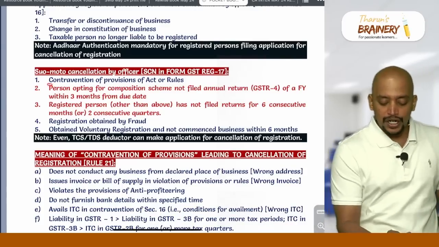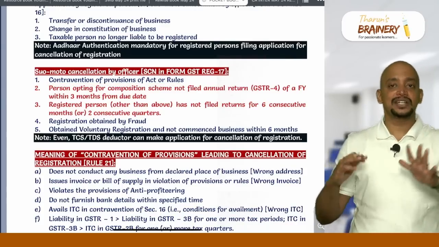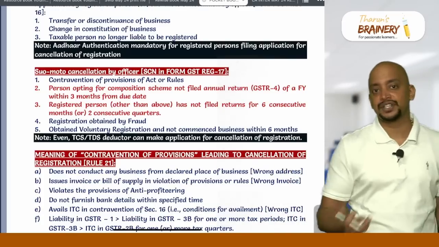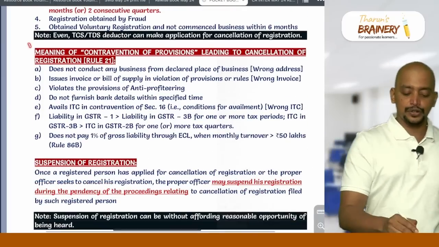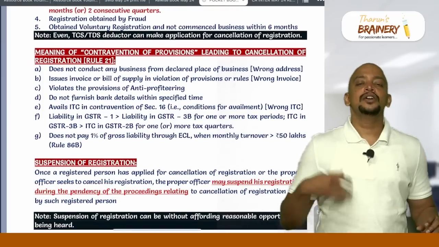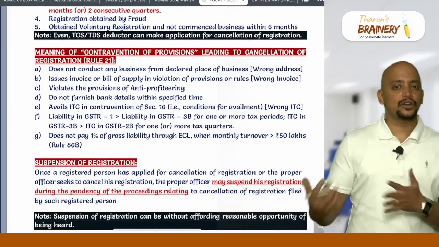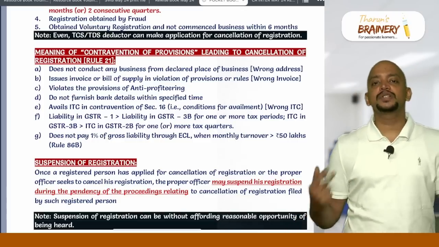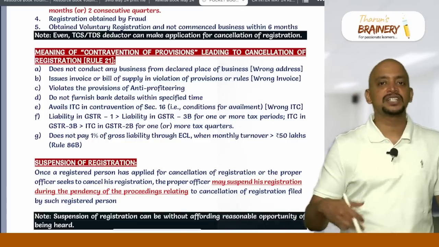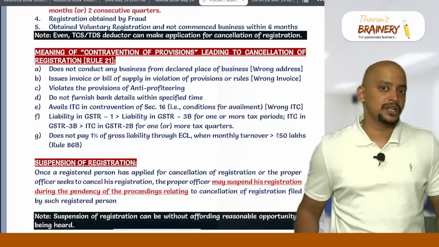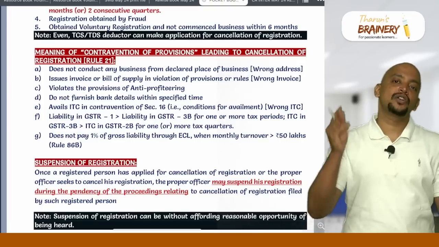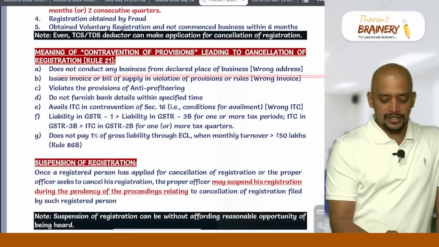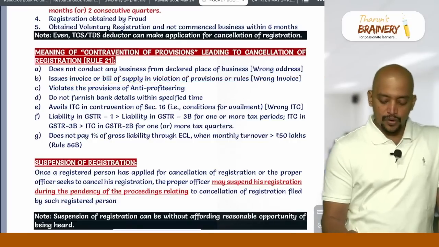Now what are the contraventions of provisions? There are 5 cases where the registration will be cancelled by the officer. In that, one point is contravention of the provisions. What are those contraventions? In total we have 7 points. The first 3 are wrong address, wrong invoice, wrong ITC. Wrong address means they are not doing business from the place where they have obtained registration. Wrong invoice means an invoice issued in contravention of the provisions, not giving proper details in the invoice. Number 3, wrong ITC: ITC availed in contravention of section 16. Wrong address means they do not conduct any business there. Wrong address, wrong invoice and then wrong ITC.